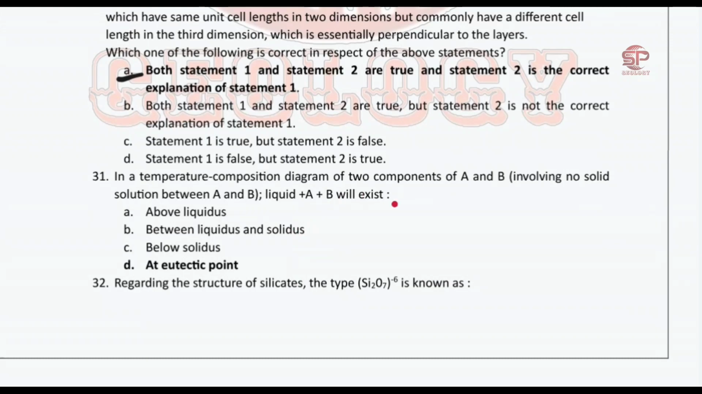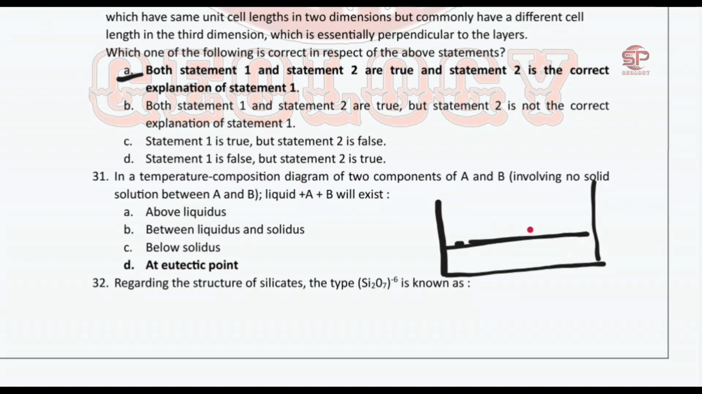Then a temperature composition diagram of two components A B involving no solid solution. If it involves no solid solution, that means it will be either a eutectic or a peritectic. There is no peritectic option here, so you will take the eutectic. At the eutectic point, the A crystal, B crystal, and liquid all coexist with each other, because of that the degree of freedom is 0 here. According to the question, the answer will be at the eutectic point.